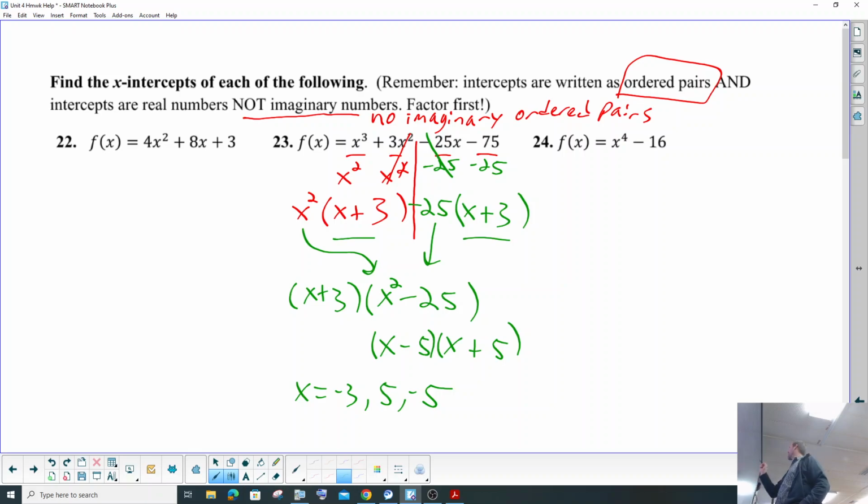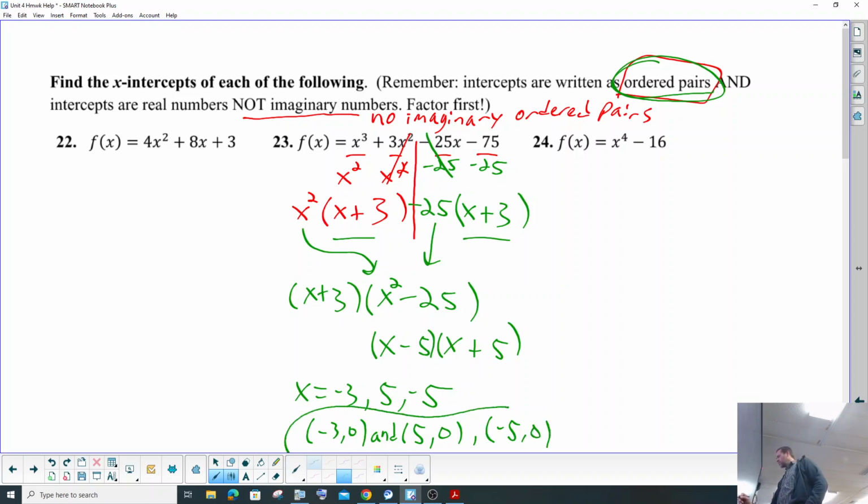Now we do have to write them as ordered pairs. So our ordered pairs are going to be negative 3 comma 0, and what else are we going to have? We're going to have 5 comma 0, and we're going to have negative 5 comma 0. And so there are our answers.